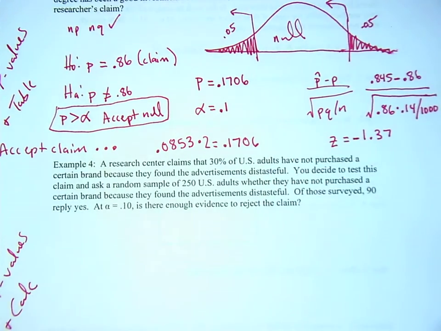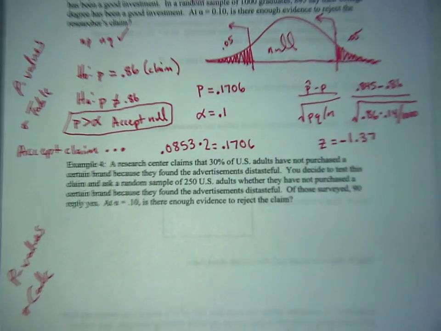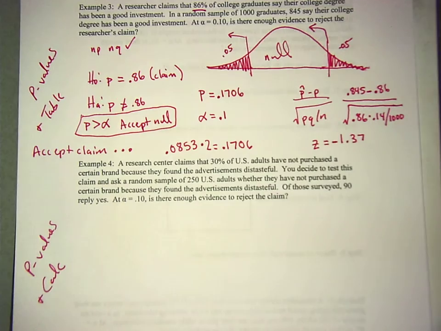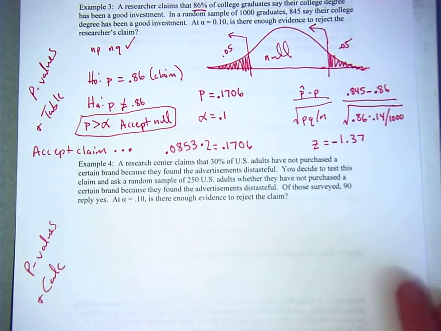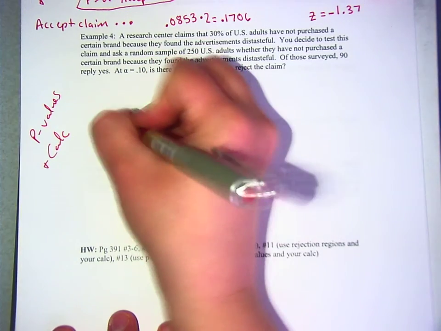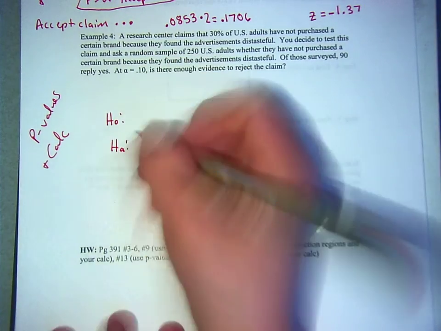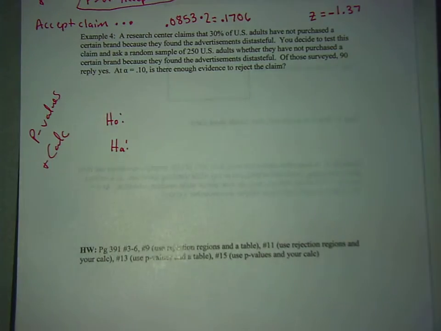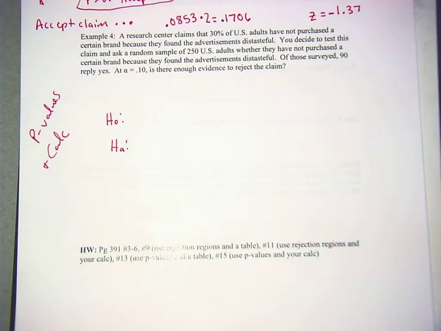Now, actually doing p-values with your calculator is probably the fastest way to do any kind of problem like this. On your hypothesis test project, I'm going to let you decide if you'd prefer to do p-values or rejection regions. I'll just let you figure it out.